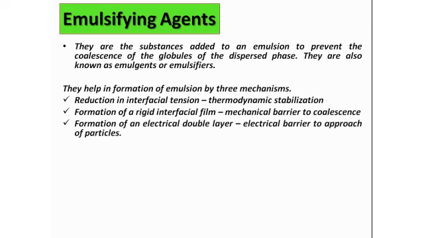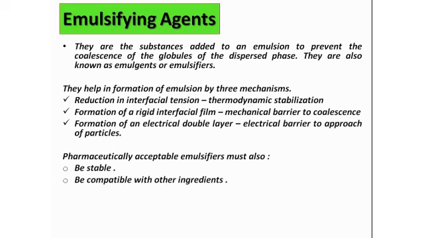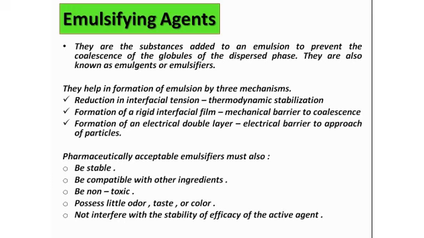And the last mechanism is the formation of an electric double layer. So the surfactant will form an electrical double layer, and this electrical barrier will prevent the coalescence of the particles. Correct? So the pharmaceutically acceptable emulsifier must have some properties. Number one, it should be stable. It should be compatible with the other ingredients, right? It should be non-toxic. It should possess little odor, taste and color. Moreover, it should not interfere with the stability or efficacy of the active ingredients, right?